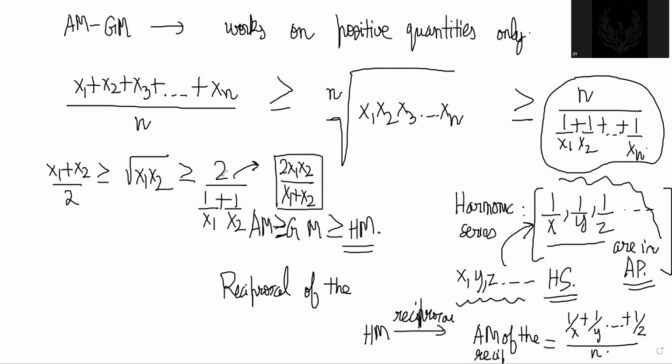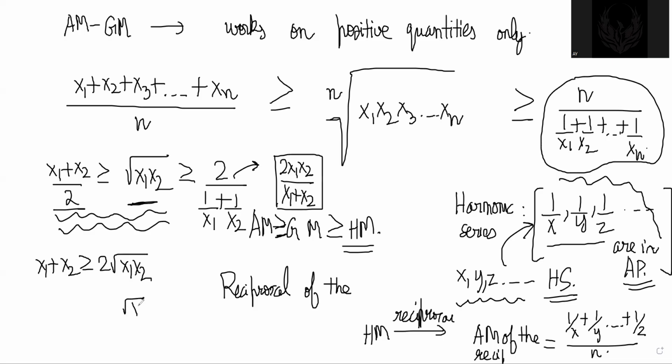The proof of these, at least in the two-term case, is super easy. You can just prove that this is bigger than this because x1 plus x2 is greater than or equal to 2 times root of x1 x2. If you bring everything to one side, it is the perfect square of root x1 minus root x2, whole square. Because this inequality is always true, we can go back like this and prove that this is true.